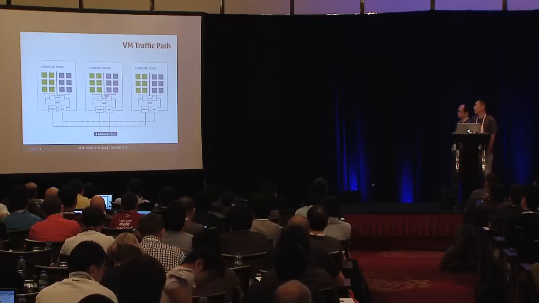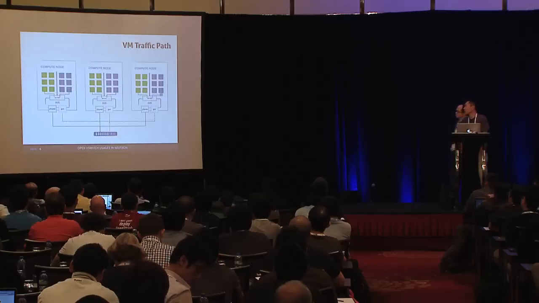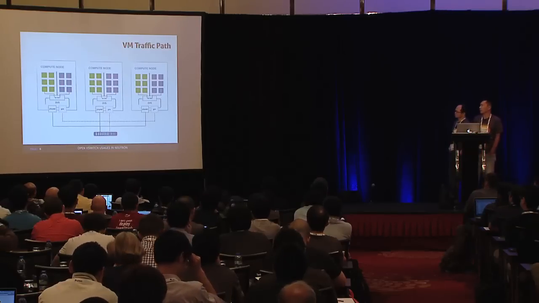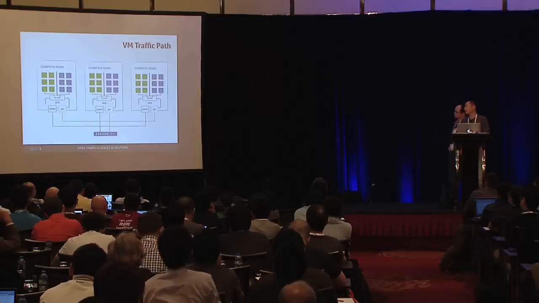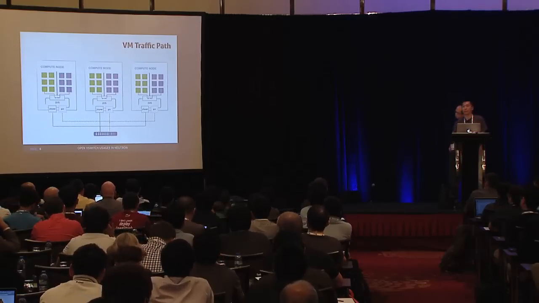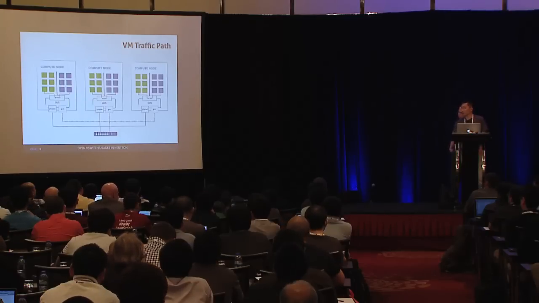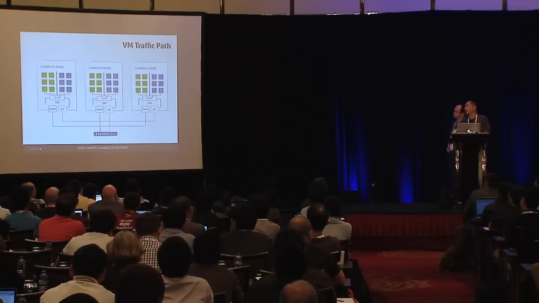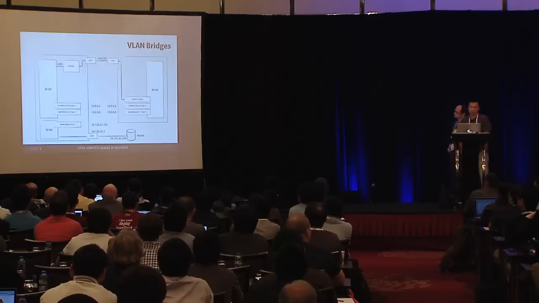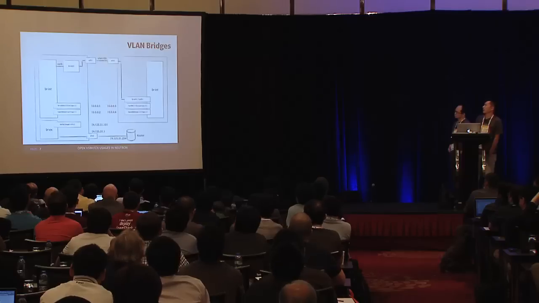Okay, let's see it again. These networks are isolated by the VLAN tag. So the blue tenant VM can only access blue VMs. The green one is only able to access the green one. All these VMs are bridged on OpenvSwitch in this case. So for example, this is the VLAN bridge.